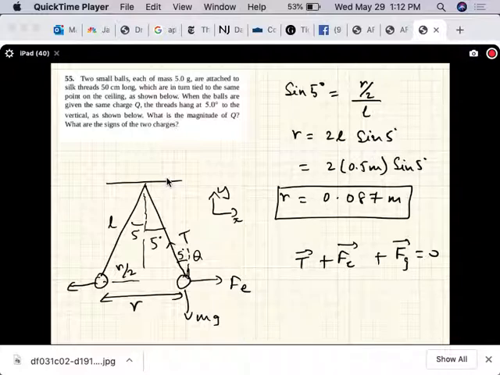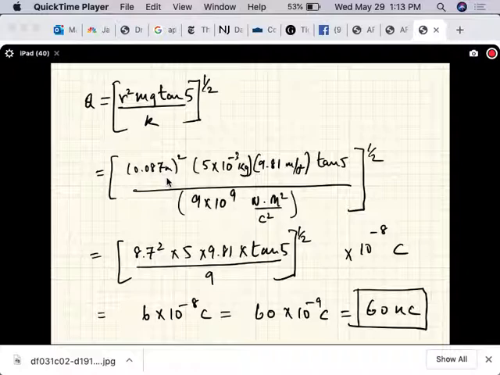That's balancing them. What happens if you increase the charge on each of these? Everything else is the same, you just increase the charge. This angle will increase. This force will get bigger and this angle will increase. If everything is the same and you make this heavier, this angle will decrease. All right, so that finishes this problem.